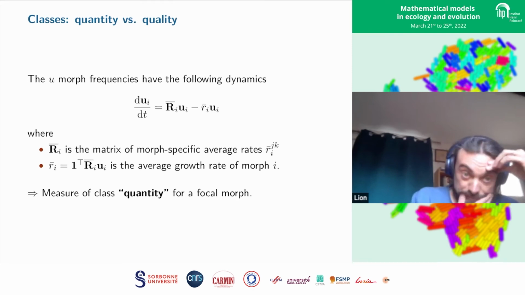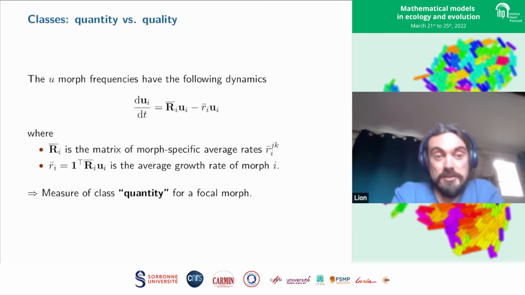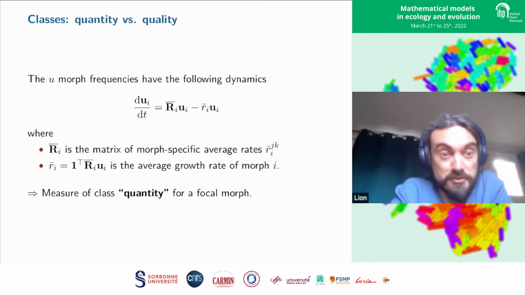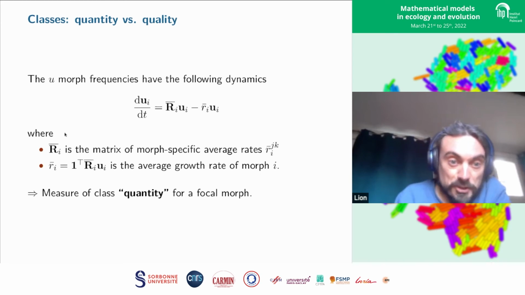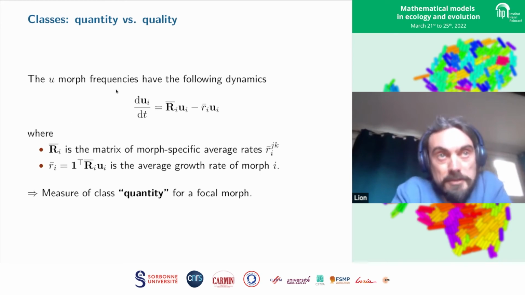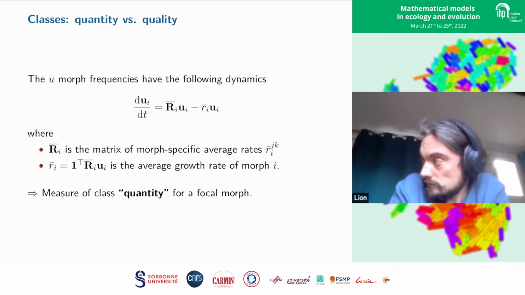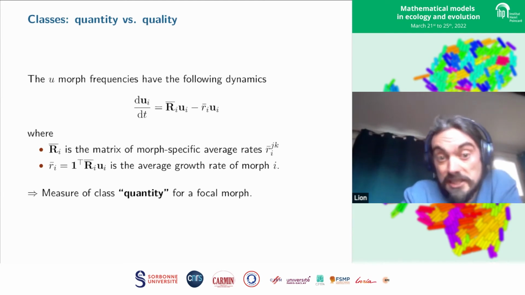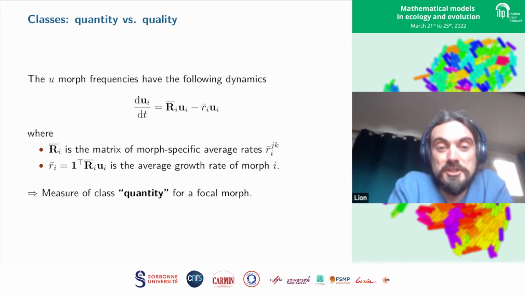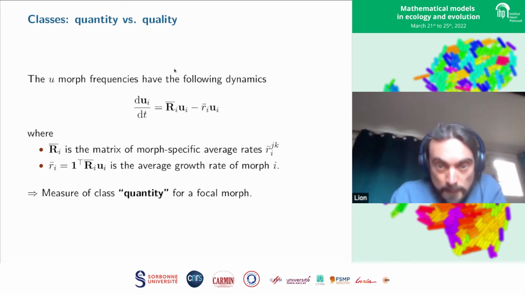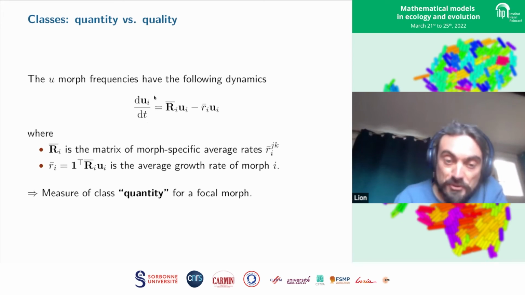And why is that so? It is because we can define and assign a quantity and a quality to a class from the point of view of a focal individual. And these U morph frequencies represent the quantity of the class. They say how much: if I take morph I individuals, what is the chance it is going to be in class K, for instance? So we have some dynamical equations for this vector of morph frequencies.